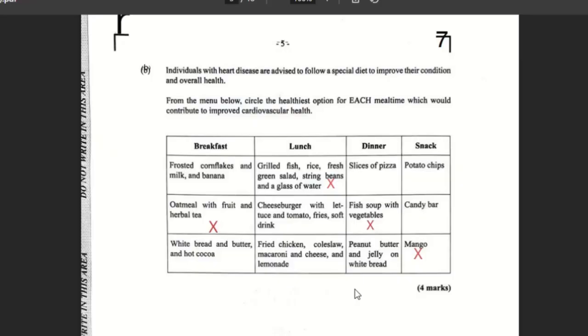This is a very easy one because you can literally just use your common sense and look at it and see which is the healthiest out of all of these, right? You have breakfast, lunch, and then snack. If we look at the first column with breakfast, basically where the X's are, that is the answer. I never circled it, but there's an X there indicating that that is the answer.